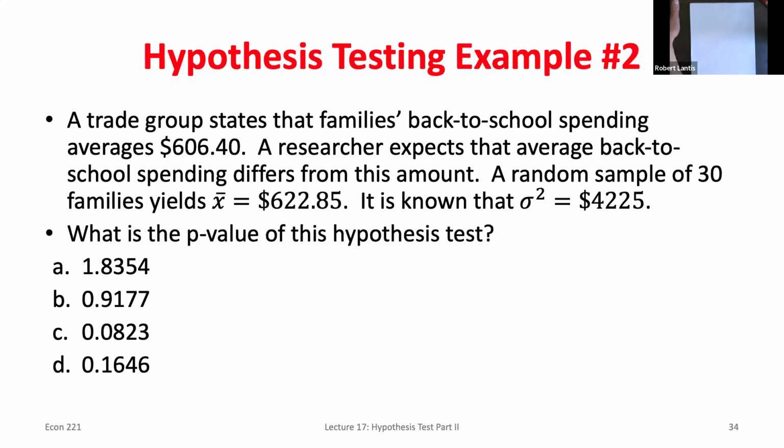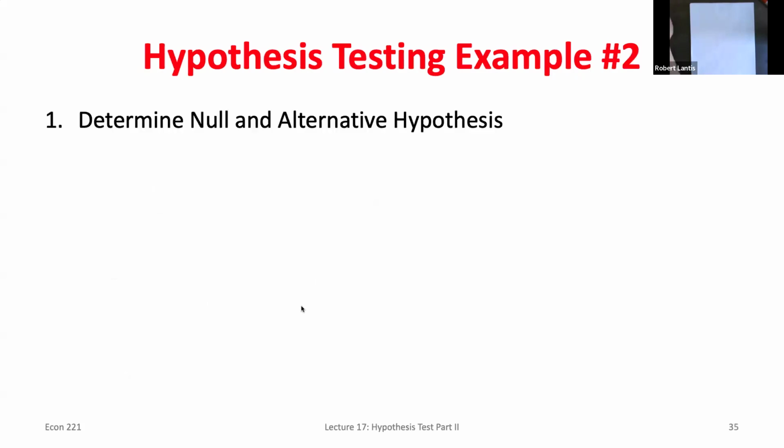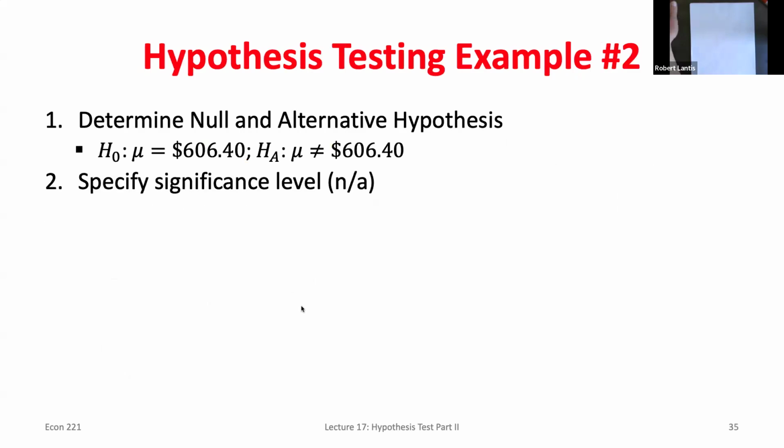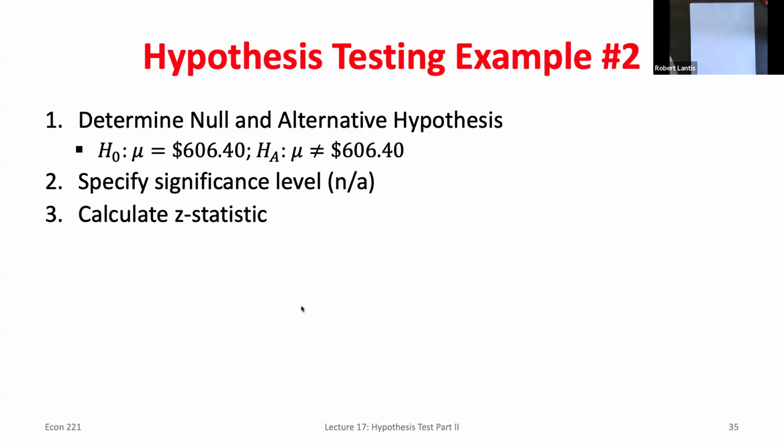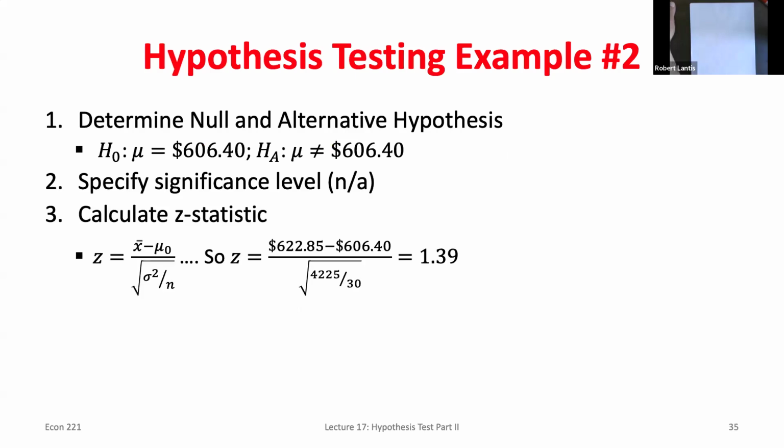What's the p-value of this test going to be? Well, what are the things I need? I've already determined the null and alternative. I'm not using a specific alpha here. I'll compare to a bunch of them, so we can skip that step for right now.